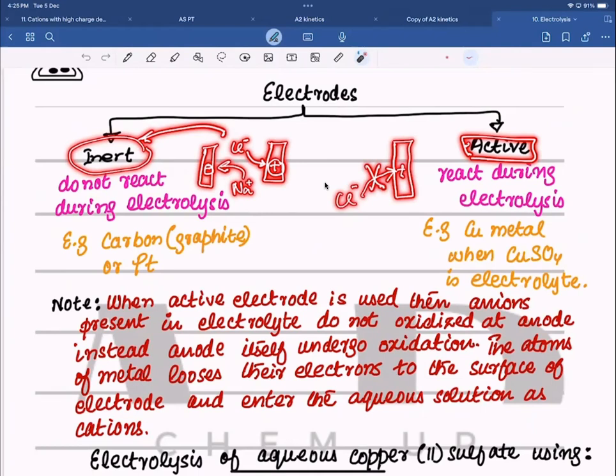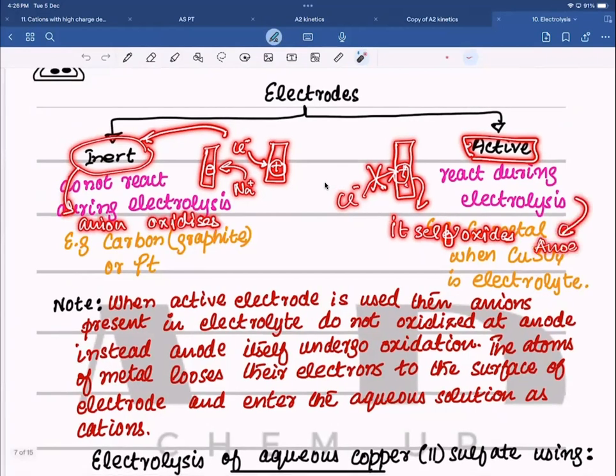When the electrode is active, the anion from the electrolyte is not going to be attracted towards the positive electrode. Instead, that positive electrode itself oxidizes. So the difference here is that in the inert electrode, the anion oxidizes, and here the anode oxidizes. Because the electrode is undergoing oxidation, that's why we are calling it an active electrode. Is this clear?